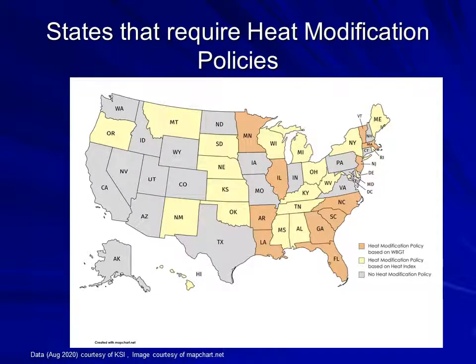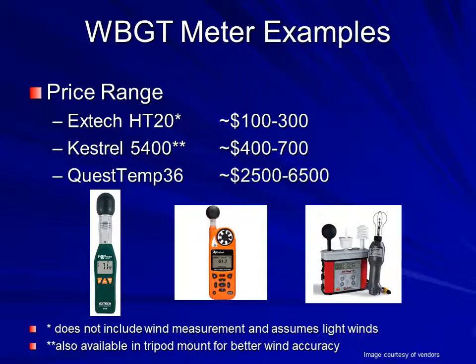States that are in orange recommend the wet bulb globe temperature for outdoor activities. States that are in yellow recommend using heat index for outdoor activities. States that are in gray do not have a state-mandated heat policy and or preference on the wet bulb globe temperature or heat index.